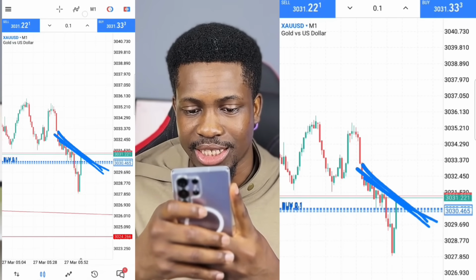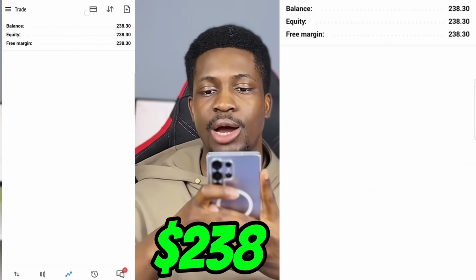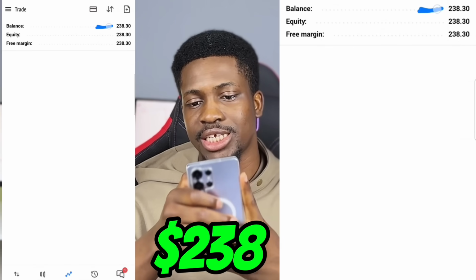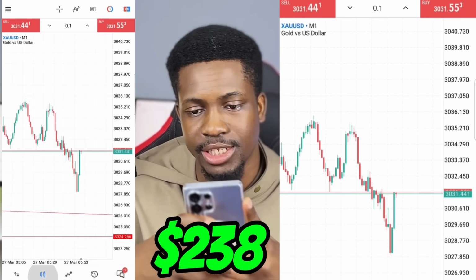Can you see it has hit my maximum zone around the spot? I should be expecting retracement. Let me leave this trade. Good. So now we're having about $238 just around this spot, right? Balance, equity, and my free margin, everything is good.